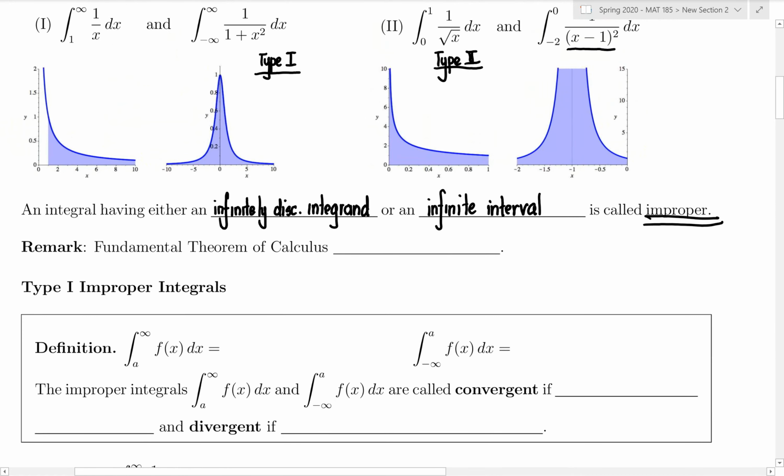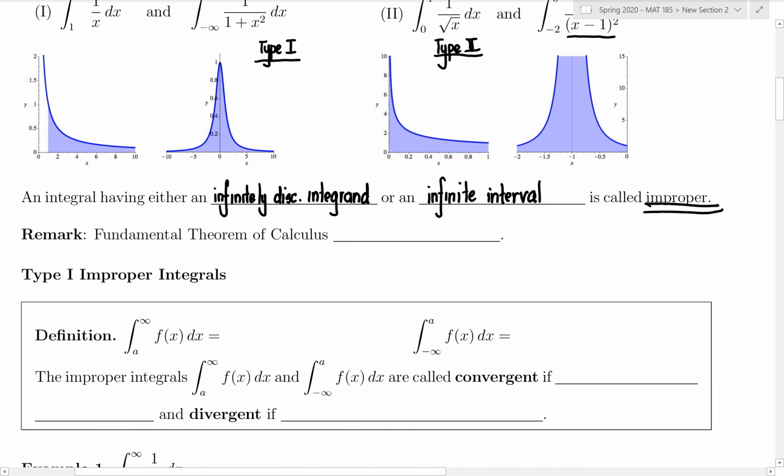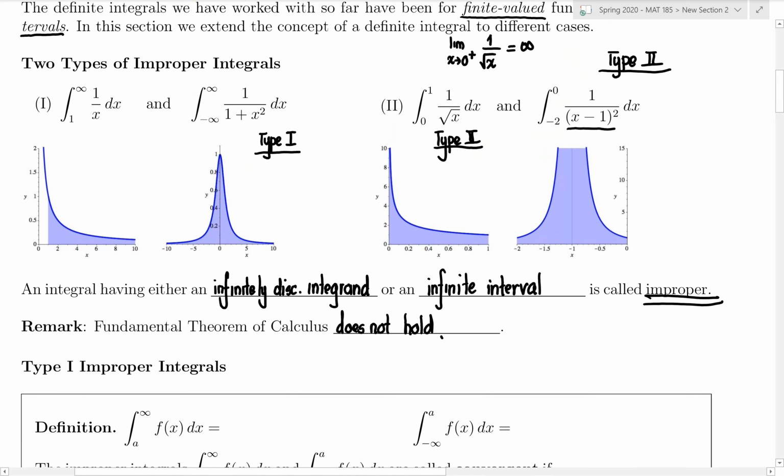The main catch here is the following. If you went back and looked at the fundamental theorem of calculus, part 1 and part 2, hopefully as you did for your reading question, and again, if there's one thing that's going to be on the final exam, it is the statement of the fundamental theorem of calculus. These are the cases where the fundamental theorem of calculus does not hold. The fundamental theorem of calculus does not hold for these types of integrals.